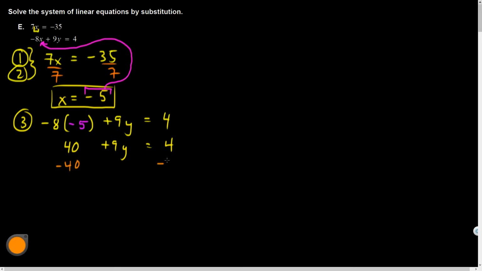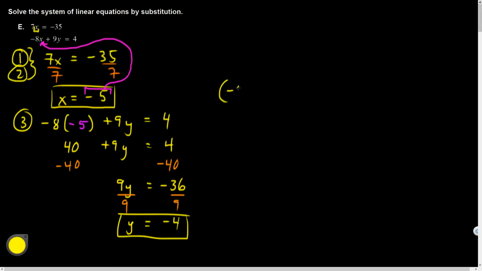Negative 8 times negative 5 is positive 40, and I'm liking this. Negative 36, yeah, because it's being multiplied. So I divide and I get y equals negative 4. And if I wanted, I could think about that as an ordered pair, negative 5, comma, negative 4. That represents the common value of x and y that make both of those equations true at the same time. It is one of infinitely many points in which that is the case.